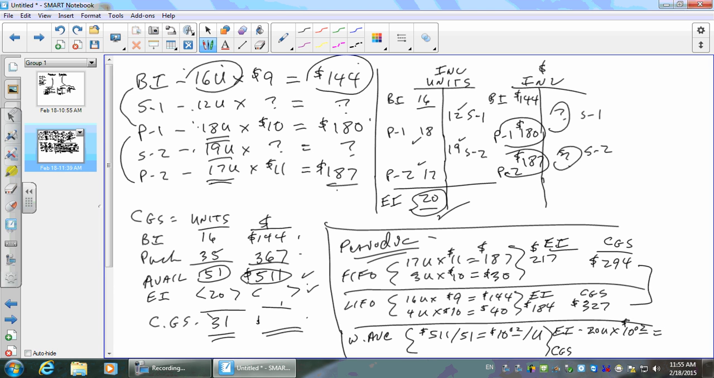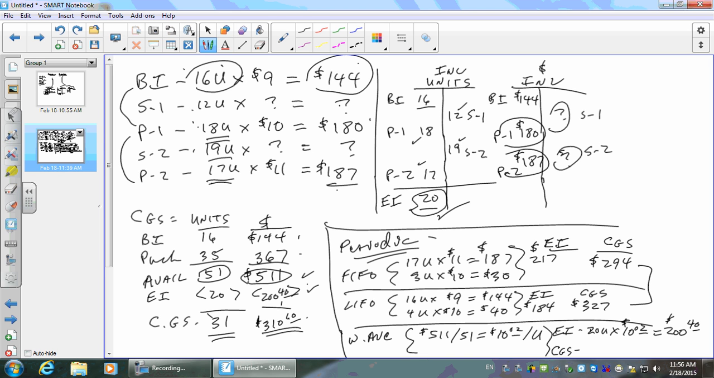Okay, we'll do cost of goods sold. 20 times 10.02? Anybody? 20 units at $10.02. Boy, our math skills are really something. $200.40. Is that what it is? Yeah. Sound right? Okay, so this is going to be $200.40. Everybody agree? What's cost of goods sold? What's 511 less $200.40? 310.60. Is that what that is?